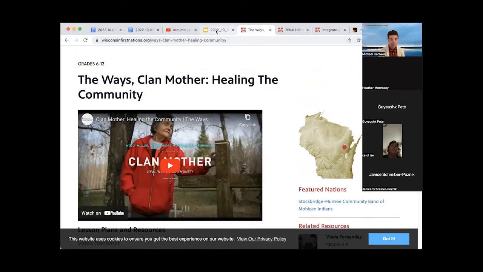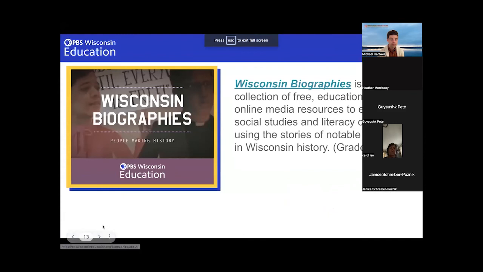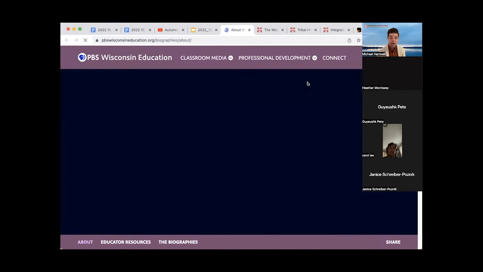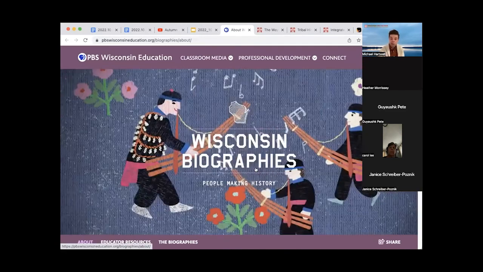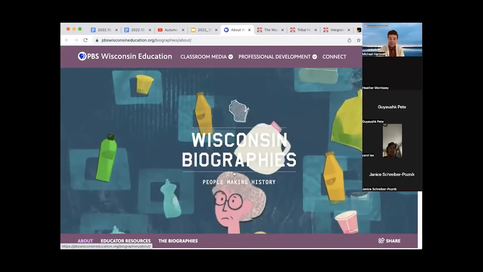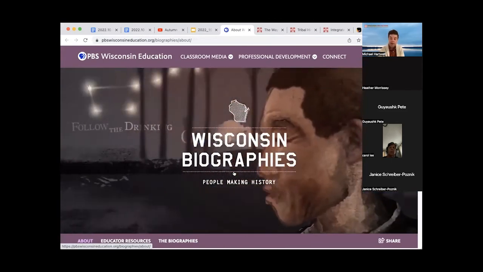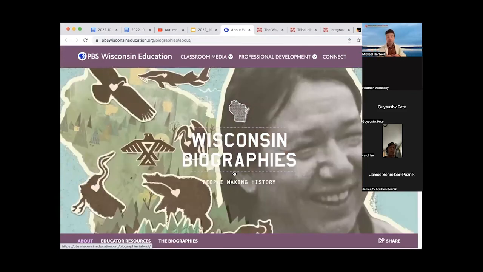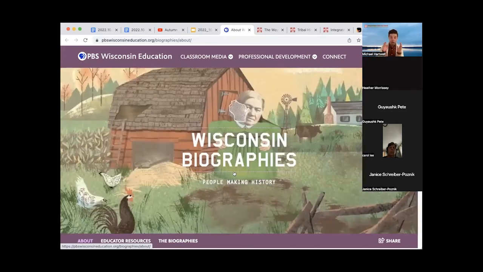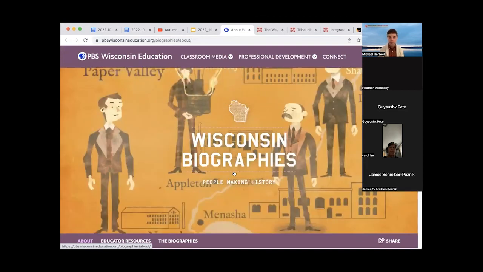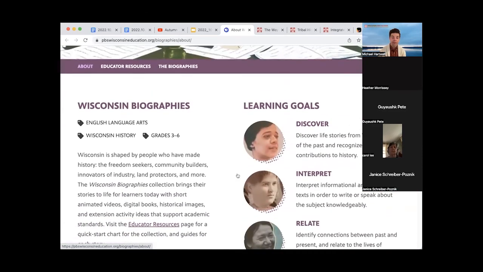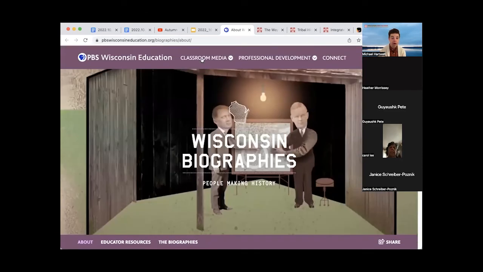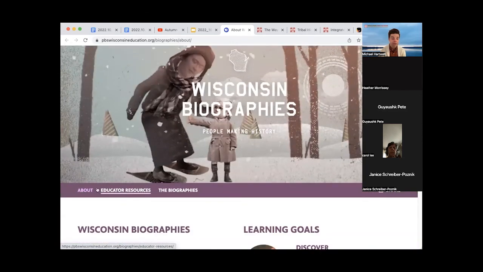So let me quickly show you one last thing. Wisconsin Biographies. This is a site through PBS Wisconsin Education. It tells the story of some notable Wisconsinites. Oftentimes, these are folks that are not in the national history books. These are folks that you might not have heard of, but they have made grand contributions, important contributions to the state of Wisconsin and the nation and the world.